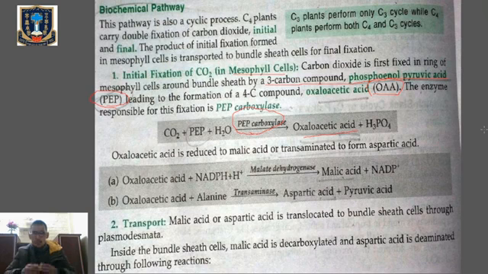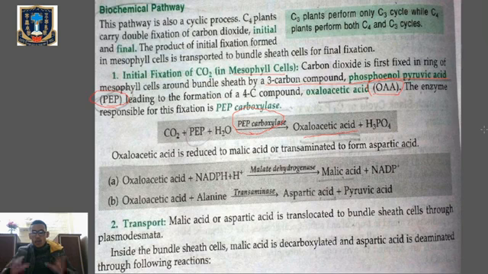Listen very carefully: in the biochemical pathway of the C4 cycle, carbon dioxide fixation occurs in 2 phases, the initial phase and the final phase. The initial fixation of carbon dioxide occurs in the mesophyll cells, which form a ring outside the bundle sheath around the vascular bundle. Phosphoenol pyruvic acid fixes the carbon dioxide and leads to the formation of a 4-carbon compound called oxaloacetic acid. Hence the pathway is called the C4 pathway, and this reaction is triggered by the enzyme PEP carboxylase.